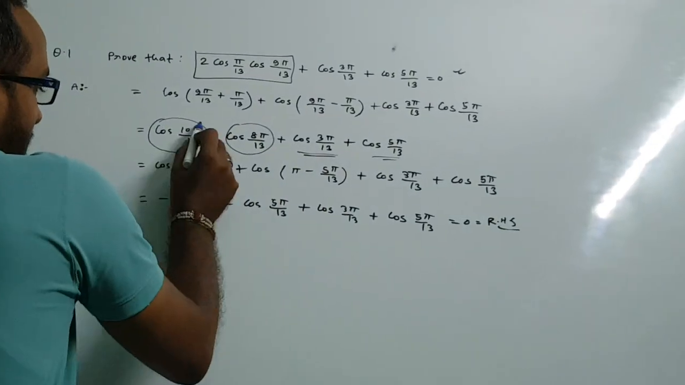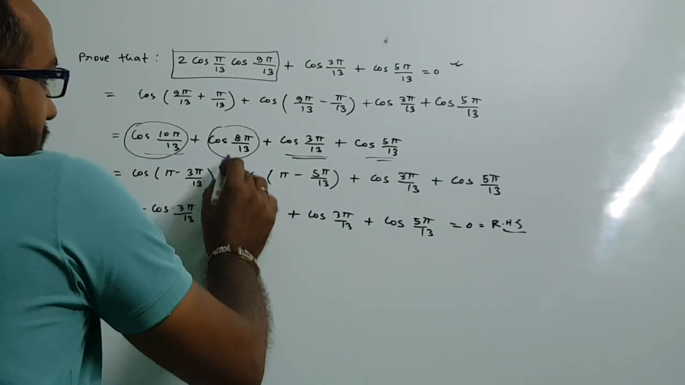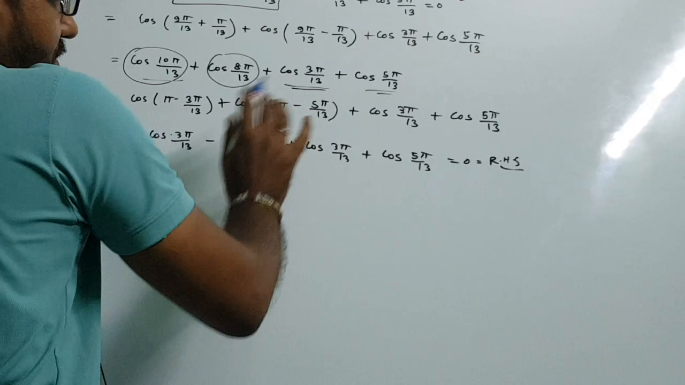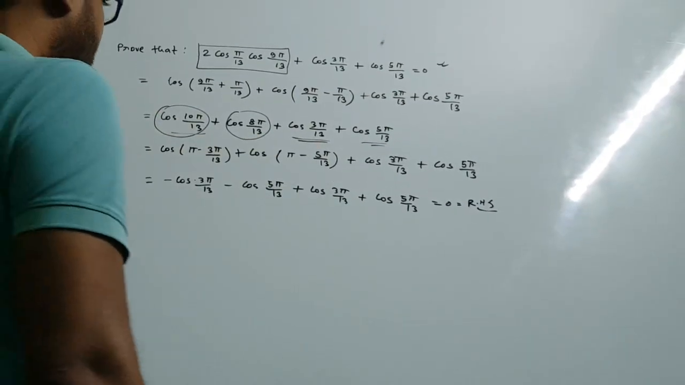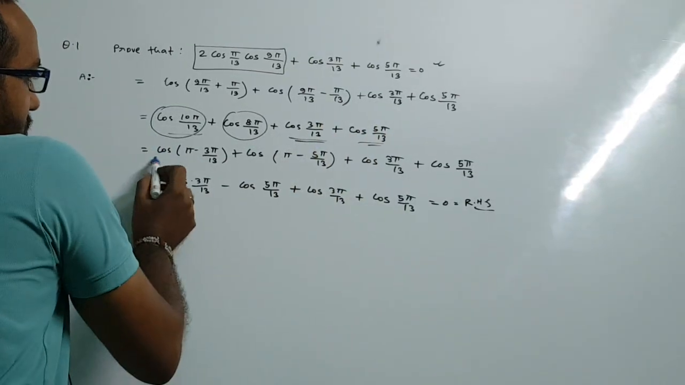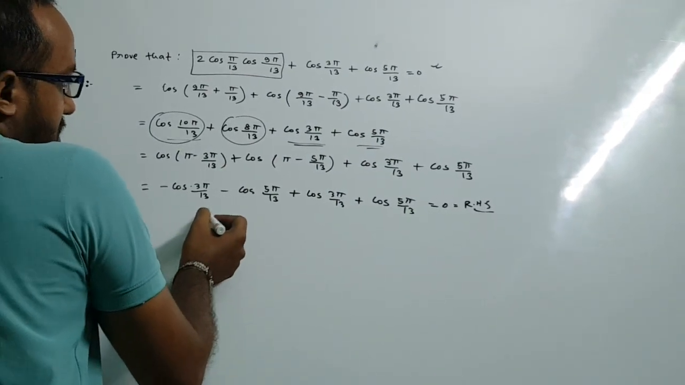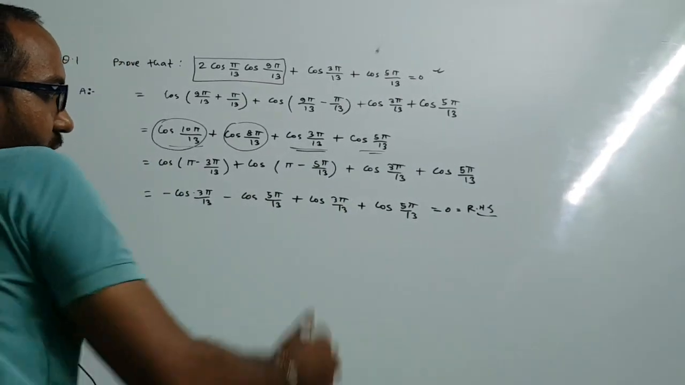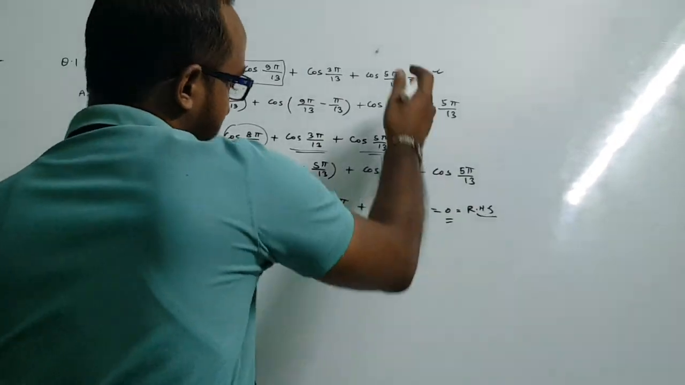So cos 10 pi by 13 we can write as cos of pi minus 3 pi by 13, and cos 8 pi by 13 can be written as cos of pi minus 5 pi by 13, since 13 pi minus 5 pi is 8 pi. So we can write something like this. Now cos of pi minus theta is minus cos theta, so minus cos 3 pi by 13, and cos of pi minus 5 pi by 13 is minus cos of 5 pi by 13. It cancels all the things, and we will get the right answer.